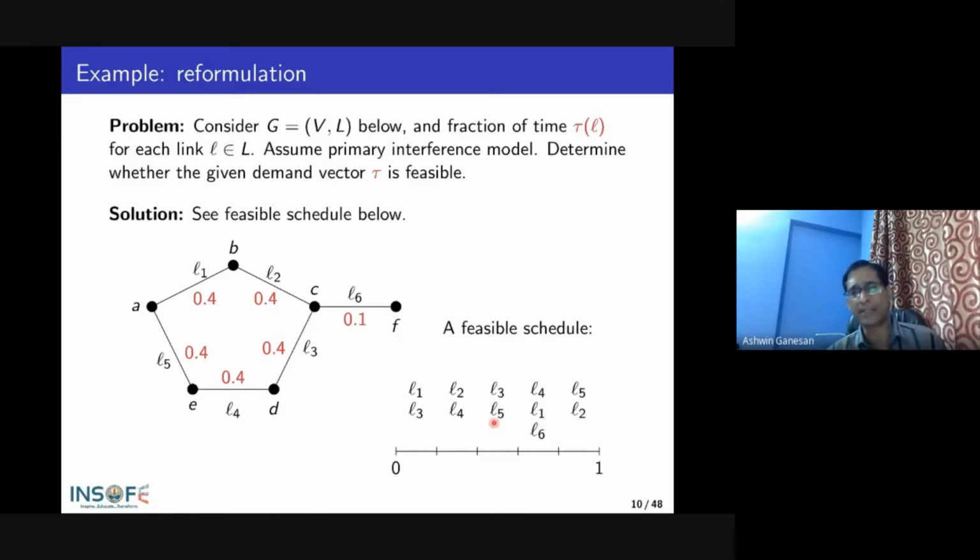All the other independent sets are assigned the time duration 0, and the sum of all the time durations assigned to all the independent sets is at most 1, and therefore we have shown that these demands are feasible because we found a schedule of duration at most 1 which satisfies all these demands.